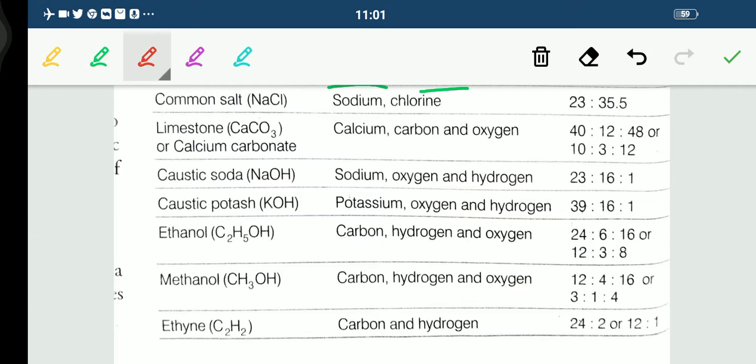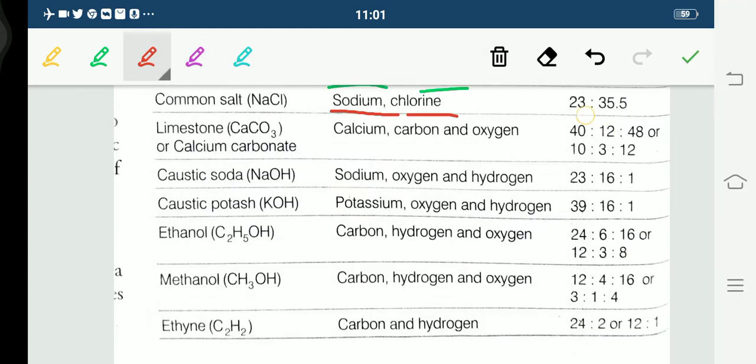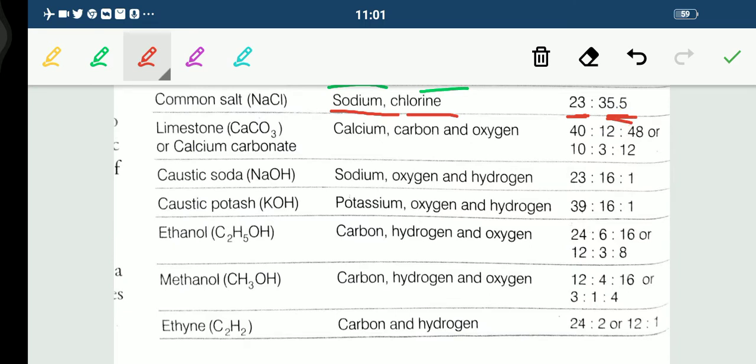Now, students, common salt, we have sodium and chlorine. So, sodium we all know is 23 and the atomic mass for chlorine is 35.5. But in my first module I have already explained to you the atomic masses of all the elements. The first 20 and at least 30 elements I have explained to you. So, you need to learn these atomic masses in a very proper way. Only then you would be able to solve these things.